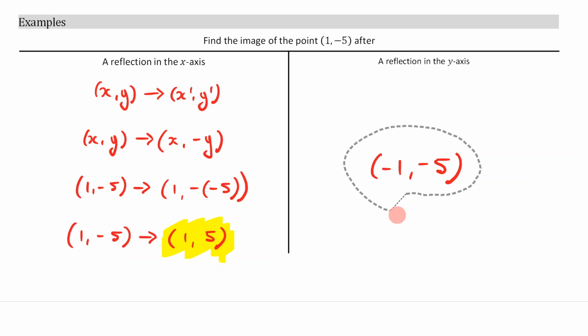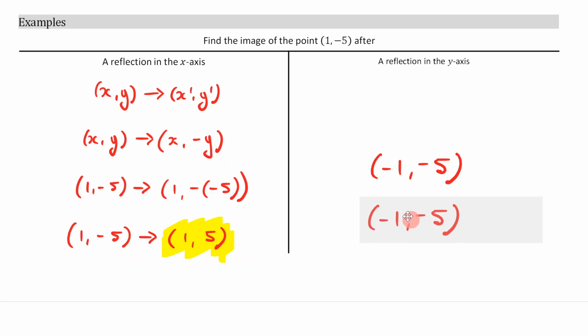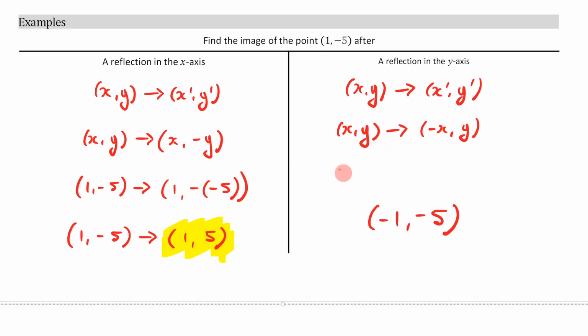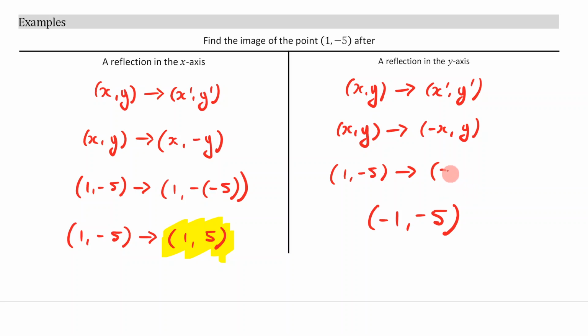So if you wanted to write it out in full, you don't need to, but you're thinking in your head, well, I've got a point. I'm going to my new point. I know that I'm reflecting in the y-axis, which means my x values are changing. So x dash is -x. And my y dash doesn't change. Then we keep on going. You'd get (1, -5) is the point that I'm starting with. So it's going to become (-1, -5). So just important that you can think it through and understand what's going on. So that is an introduction to what it means to do a reflection.